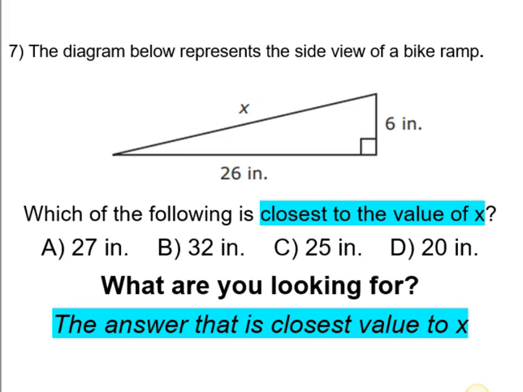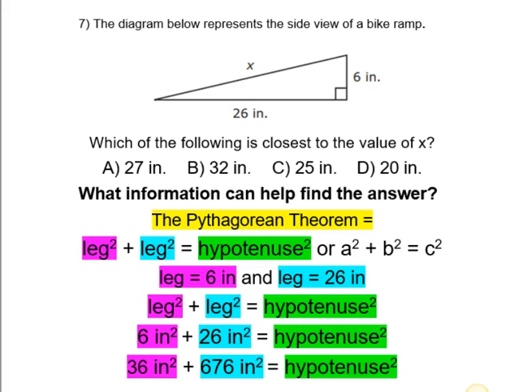We are looking for the answer that is the closest value to X. Let's look at what information we need in order to find the answer. Because we do not know what the hypotenuse is, which is our X, we must use the Pythagorean theorem, which is leg squared plus leg squared is equal to hypotenuse squared, or we can say A squared plus B squared is equal to C squared.